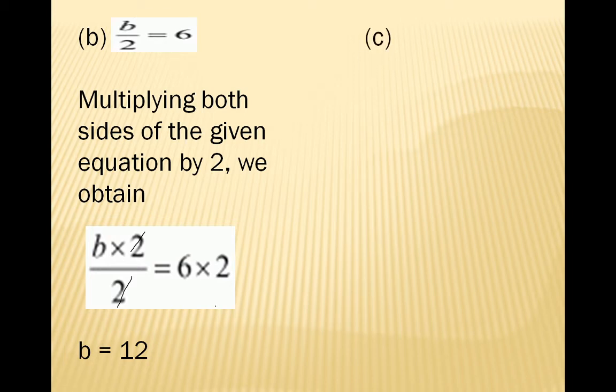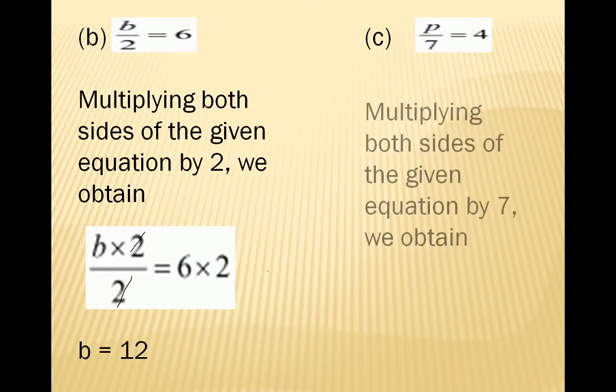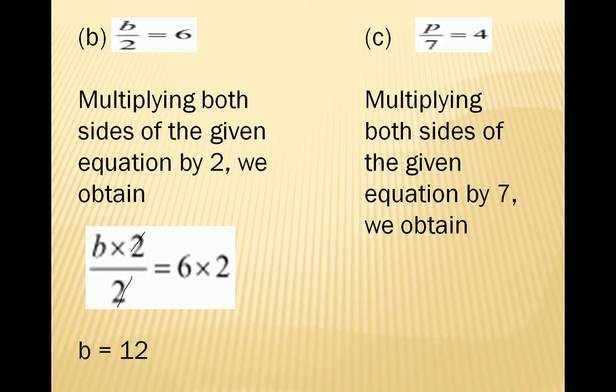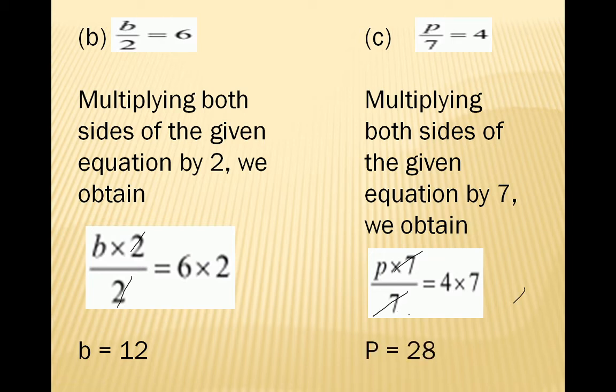Now the next C, P upon 7 is equal to 4. Like the B equation, we have to multiply both sides of the given equation by 7 and we obtain P upon 7 into 7 is equal to 4 into 7. So here this 7 and 7 can be cancelled with each other. So P is equal to 28.